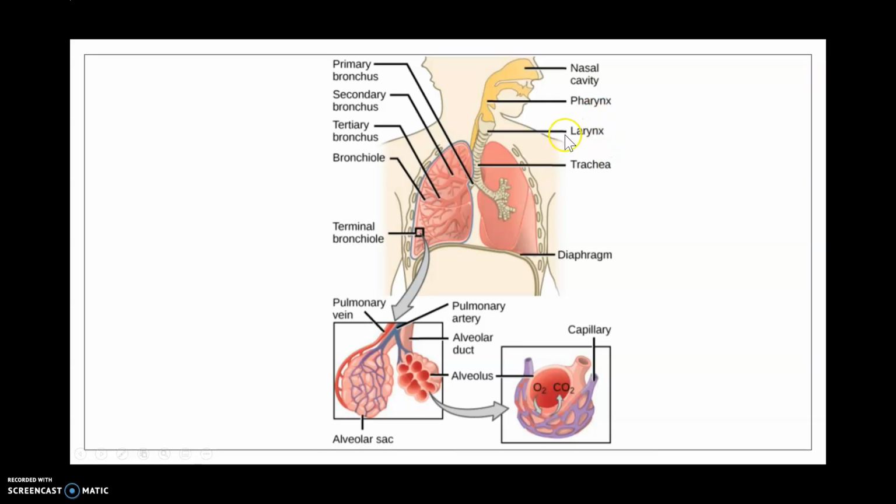I do want you to write this one down. So our larynx is our voice box. So this is where we're going to see the talking come into place here. So as that air passes through our larynx, we are going to be able to create noises.